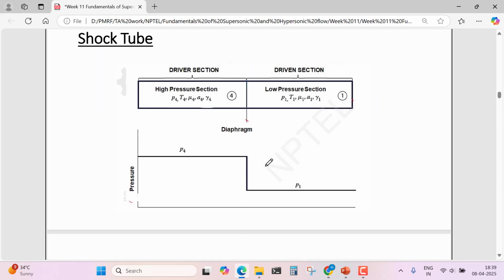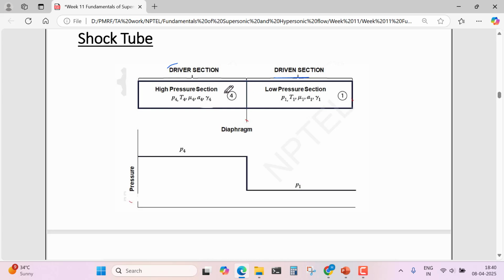Now we will see some test facilities. This test facility is a shock tube. Generally in a shock tube there are two sections, one is the driver section and one is the driven section. The driver section is filled with high pressure gas and the driven section is filled with low pressure gas.